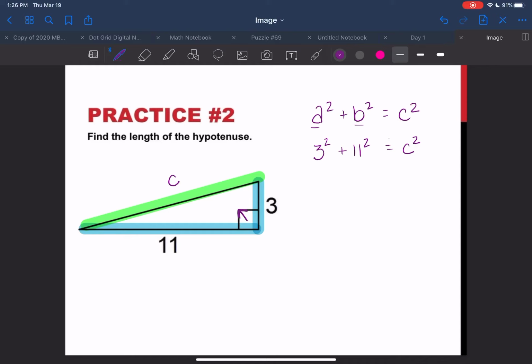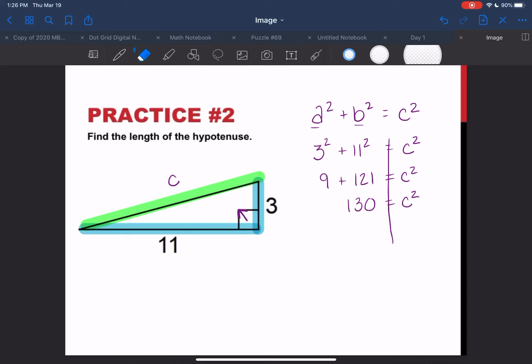You're just going to simplify both sides of your equation. Remember your order of operations. 3 squared, your exponents go first. 3 squared is 9, and 11 squared is 121. So first figure out what the squares are, and then write down your addition problem. And then 9 plus 121 is 130. And just keep bringing down that c squared.